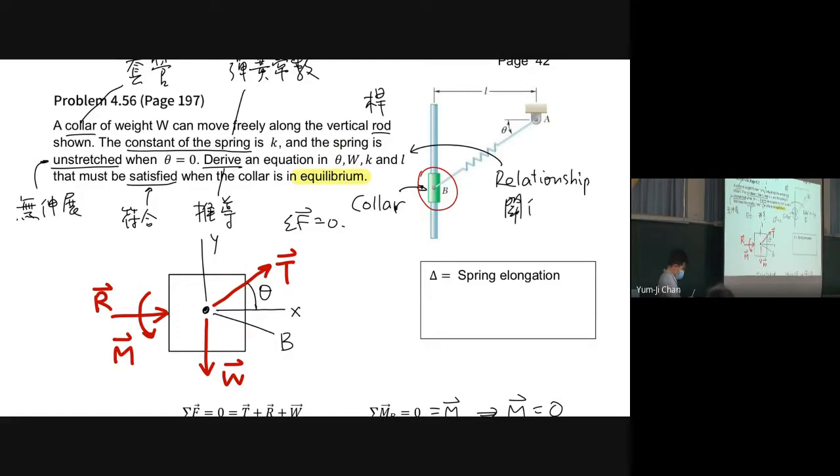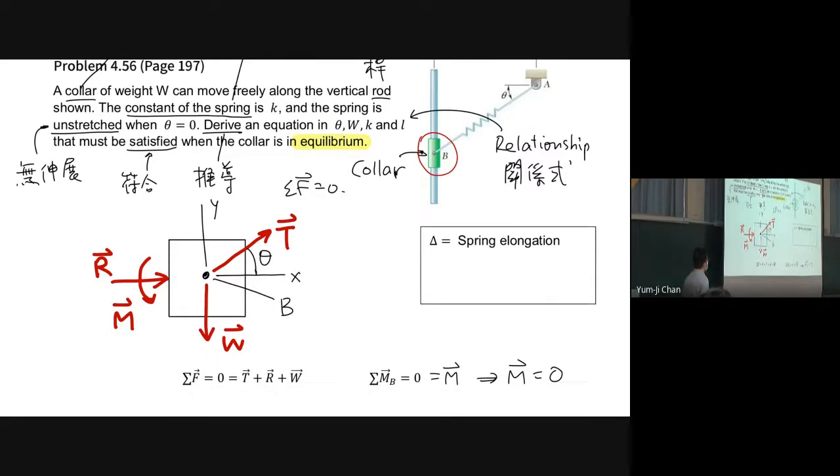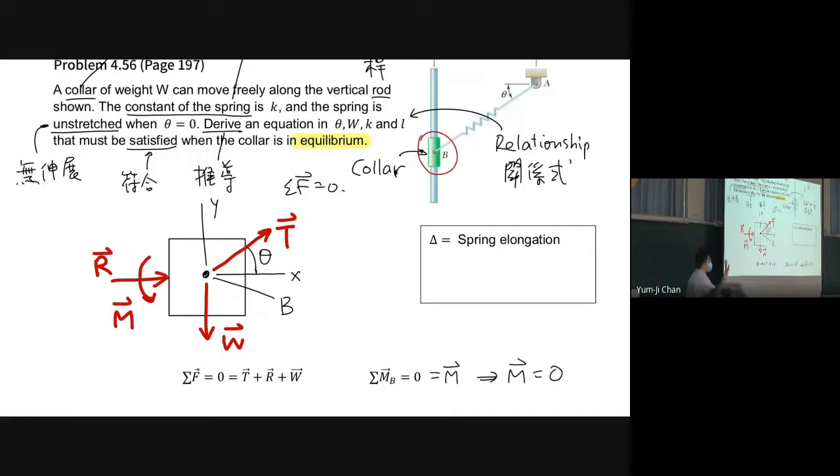You need to write down the relationship between beta, W, K, and L. On Tuesday, we drew the free body diagram, and we have four forces. The collar itself has weight W, and because it is on a rod, the collar can move up and down, but it cannot move left and right.